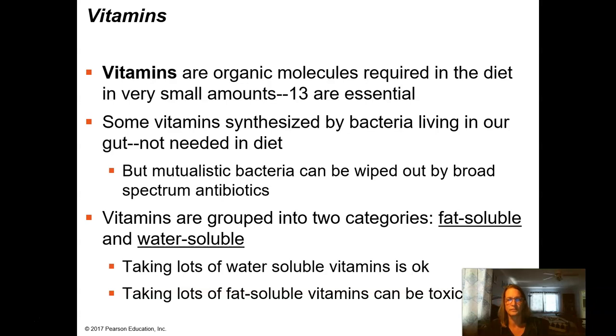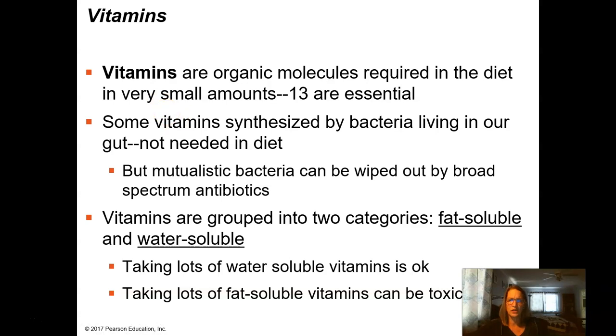So those are non-essential. In some cases, though, when we take antibiotics if we're sick, we have a bacterial infection, we might take some really powerful antibiotics that actually knock out some of the bacteria that help us synthesize vitamins. And if we do that, then we have to supplement our diet with additional vitamins because we don't have those bacteria that are helping us make them anymore.